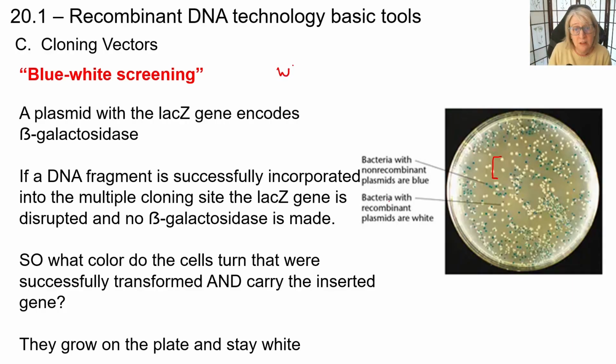White means it worked. Blue means it doesn't work, or we didn't insert the plasmid successfully. So on a plate here, it's very easy for me to see who is still making beta-galactosidase and who is not making beta-galactosidase.